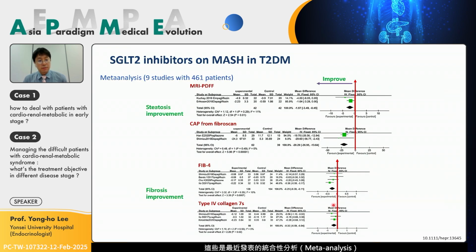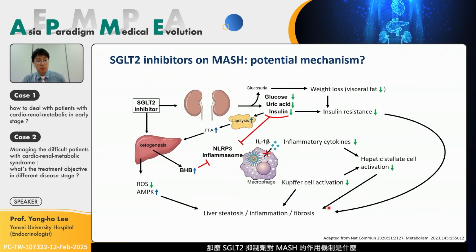These are from a recently published meta-analysis, and you can see the impact of SGLT inhibitors on MASH. They used MRI or FibroScan to look at steatosis levels, and they went down. They didn't do biopsy, but they used indirect measurements of fibrosis, like FIB4, and those also improved after using SGLT inhibitors. What are the mechanisms in MASH?